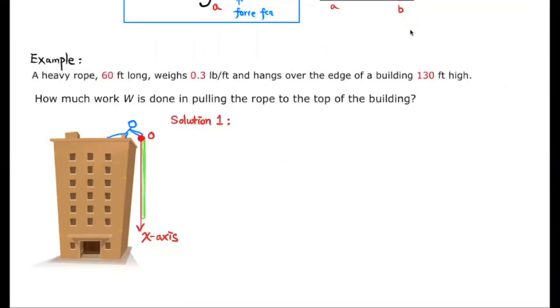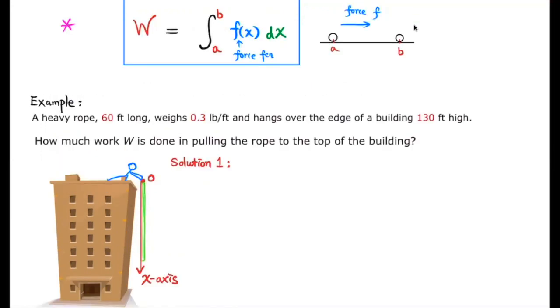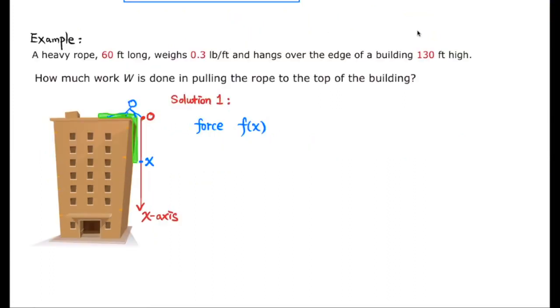Let's place the origin at the top of the building, and the x-axis is pointing downward. We'll try to use this formula to calculate the total work done. So we have to first find the force function. Notice that when we pull up the rope, the force is equal to the weight of this part of the rope that is hanging at the edge of the building.